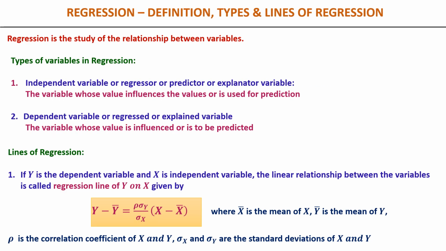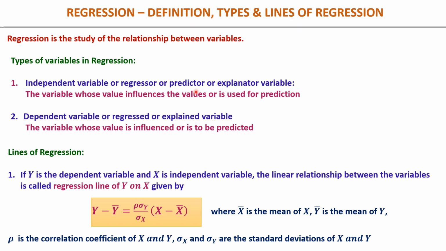We first begin with the definition of regression, then discuss certain types, and then lines of regression. So, what are the various variables we will be talking about in regression? And based on which, what do we mean by regression lines or regression equations?